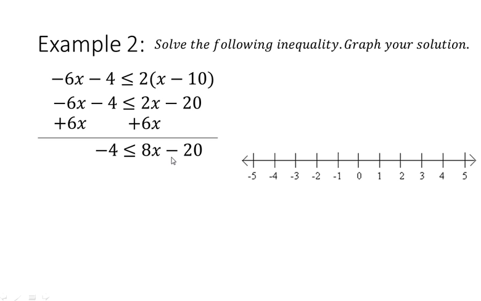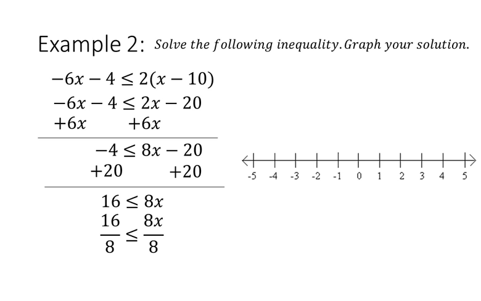Now, once again, I want to get my variable by itself, my x by itself. So that means I got to get rid of and move this negative 20, this minus 20. So since it's minus 20, I'm going to be adding 20 to both sides of the inequality. And then I'm going to add negative 4 plus 20, which is 16. So 16 is less than or equal to 8x. And then to solve this for x, I must divide both sides of the inequality by 8. So then I have 2 is less than or equal to x.